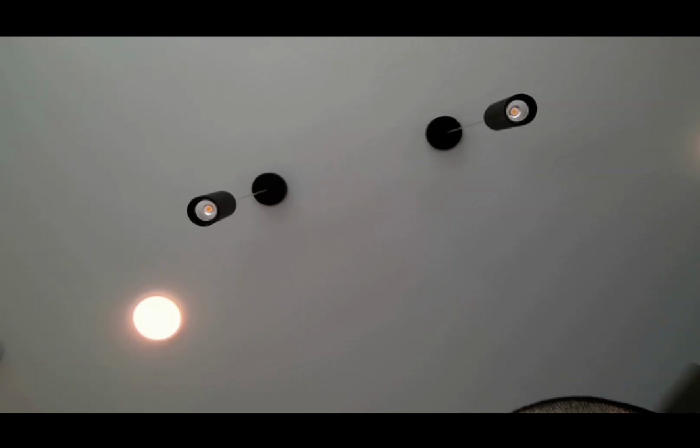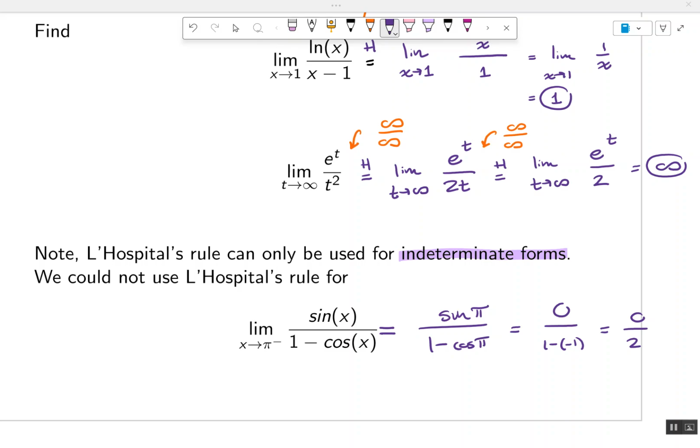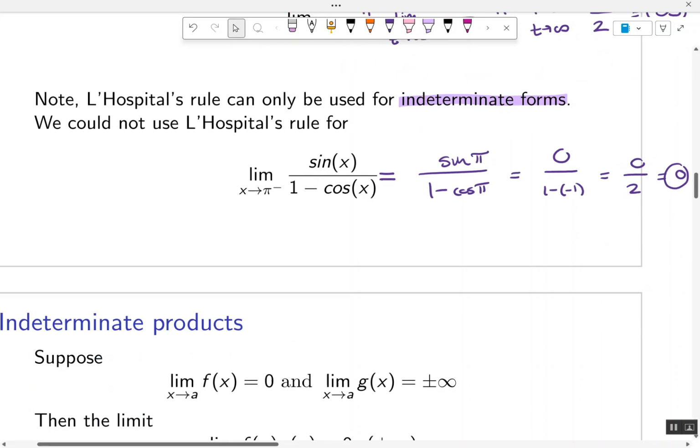So we have 0 divided by 2. Oops. I think I hit the camera button there. And this is just going to be 0, right? So we don't need to use L'Hopital's rule here. We don't have an indeterminate form. We didn't have 0 over 0 or infinity over infinity.